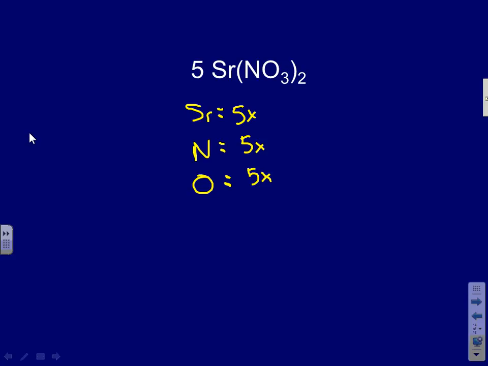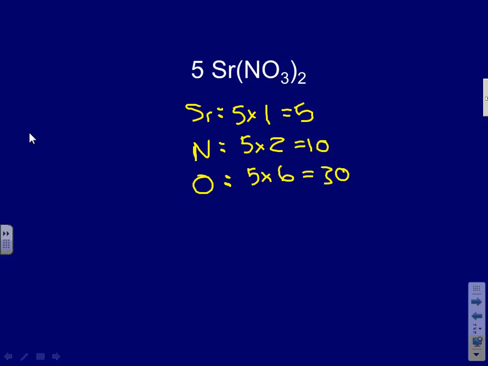Strontium atoms. Nolan, what do you got here? How many strontium atoms in this thing? 1. How about nitrogen? What do you got? 2. Excellent. 2 times 1. How many oxygen atoms? 6. 2 times 3. Excellent. Good. Because when you've got brackets, you've got to multiply them in. That's how many there are. So now we can figure this all out. There are 5 strontium, 10 nitrogen, and what is it, 30? 30? Is that why we wrote that down? 30.